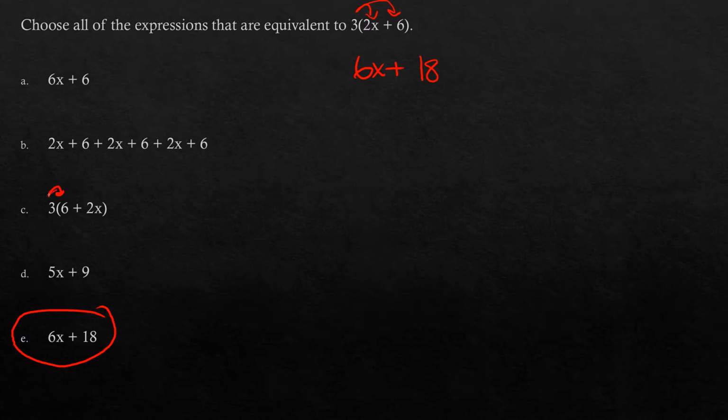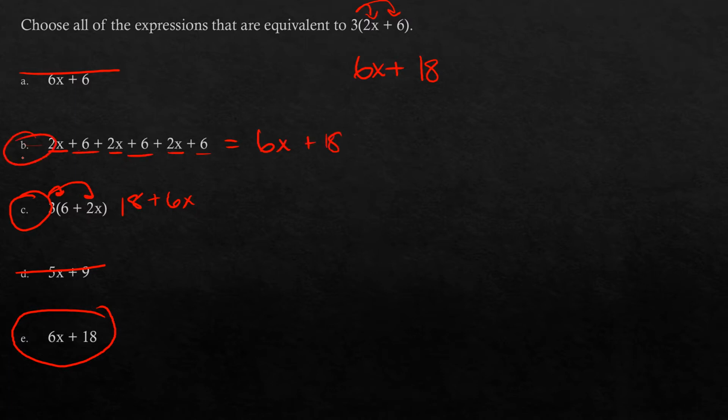If I distribute on this one here, I get 18 + 6x, which is the same thing, just in a different order. This first one and this fourth one are not equivalent. Now, if I combine like terms here and do 2x + 2x + 2x, I get 6x. And if I do 6 + 6 + 6, I get 18, which means this second one is also equivalent.